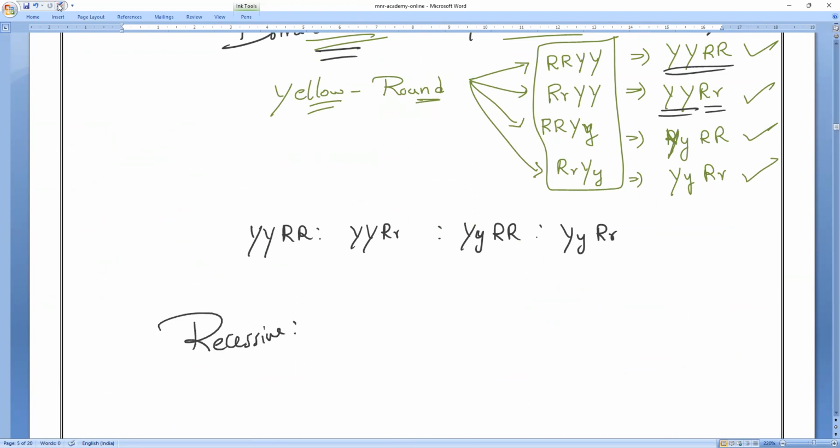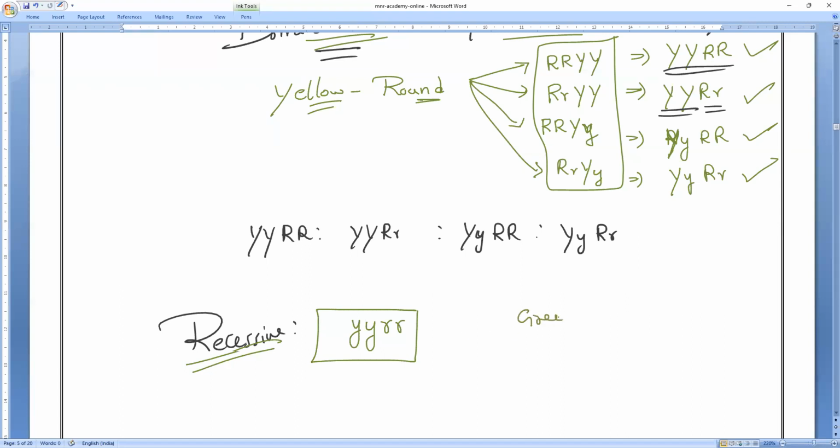What is that, everybody? No other possibilities. Small y, small y, small r, small r. Over. No other things. Clear, everyone? Or is there another possibility?